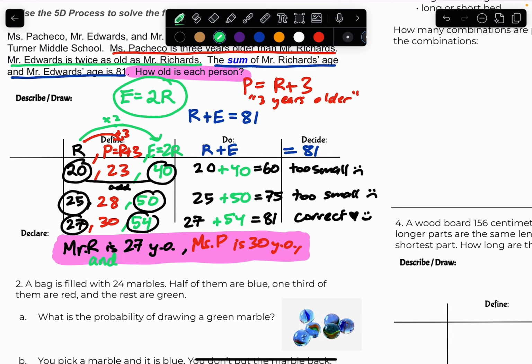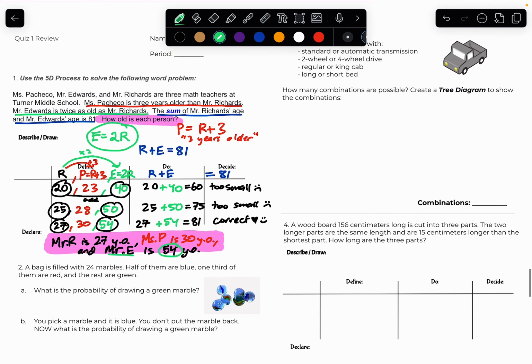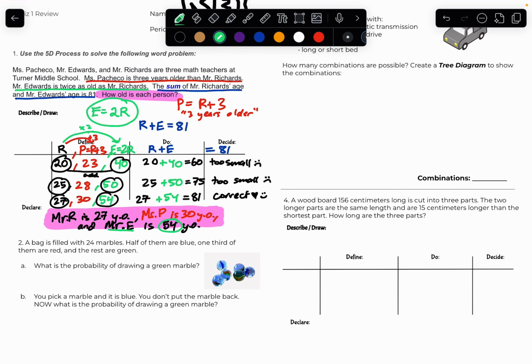And I think I'll just use black for this part. Mr. E, Mr. Edwards, is 54 years old. And I'm done. That's the answer. We got it. Hopefully you got it too. All right, we're going to move on to the next question. Are you ready for number 2?